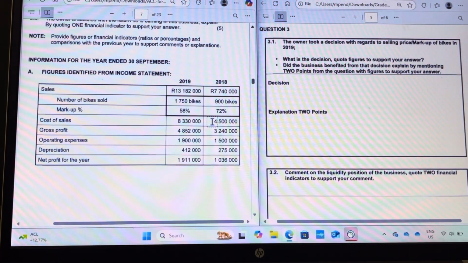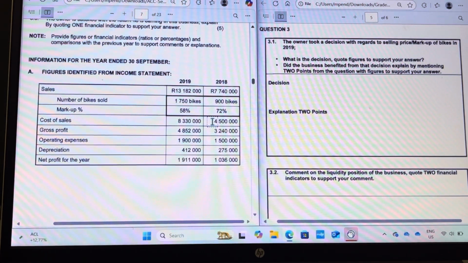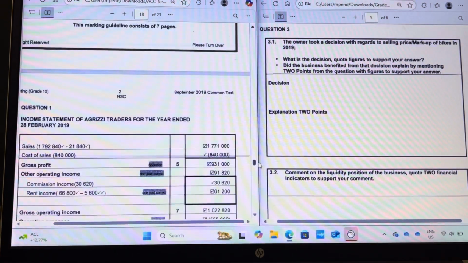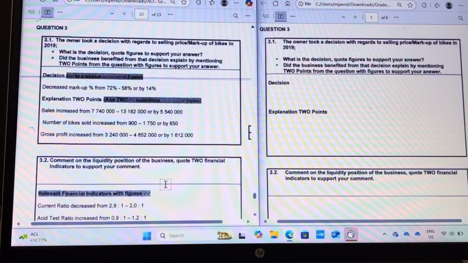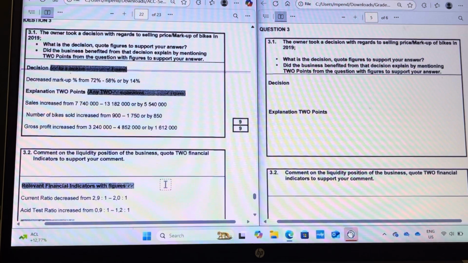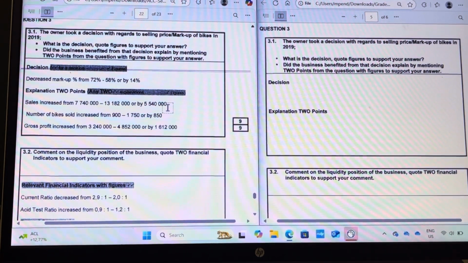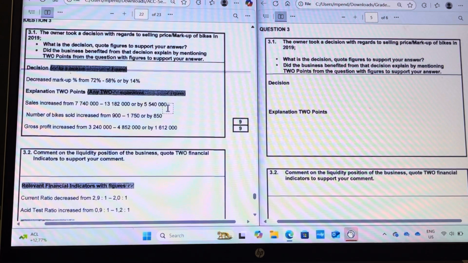It is important to quote the figures also. They want the figures. That is point number 1. Let's look for point number 2. Our sales increased from 7,740,000 to 13 million. That is your second point, and you get your 9 marks, your full 9 marks, and you're done.